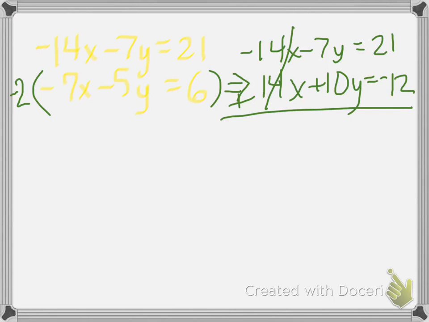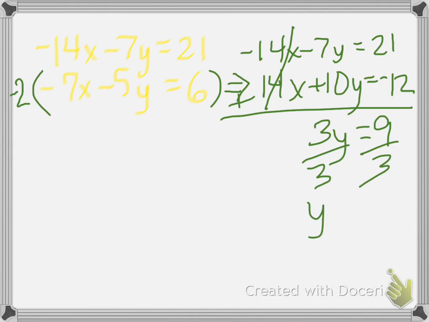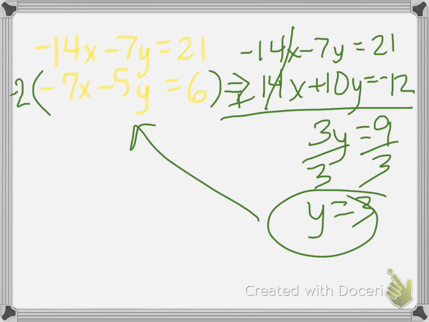The x's, oops, that's an x. The x's are going to eliminate this time. I'm going to get 3y, because negative 7 plus 10y is 3y. 21 plus 12 is 9. And then I can divide by 3 and get y equals 3. And I can take my y and plug it into one of those equations to get the x.